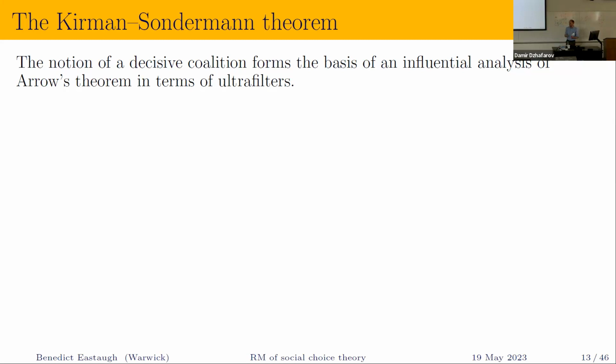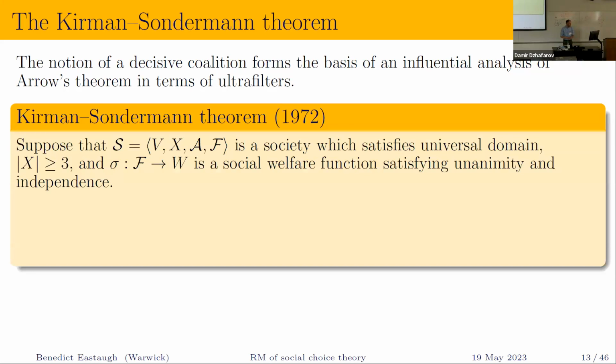So the set of decisive coalitions forms an ultrafilter. That's their main theorem. So suppose that you have a society S satisfying universal domain. I mean, they don't explicitly say satisfying a universal domain, it's just there in the background. And you've got 3 or more alternatives, and you have a social welfare function that satisfies unanimity and independence. So we don't require that it satisfies dictatoriality. In order to get the ultrafilter, you only need unanimity and independence. And then the kind of ultrafilter you get will depend on whether or not the social welfare function is dictatorial.